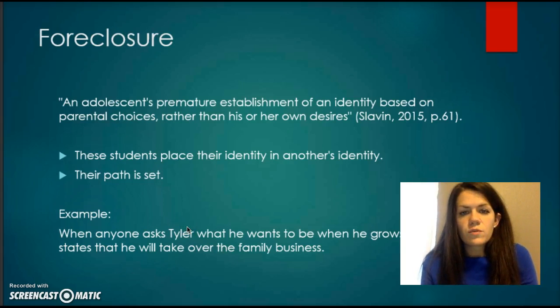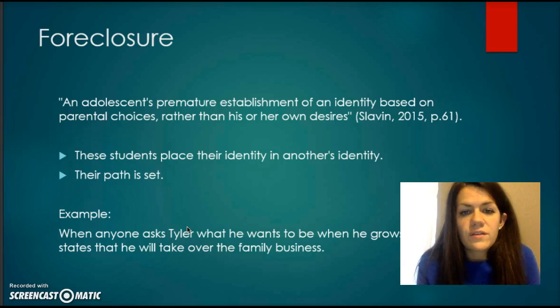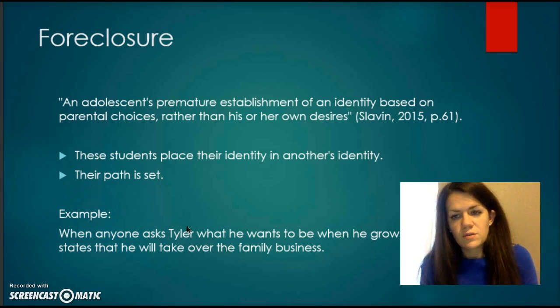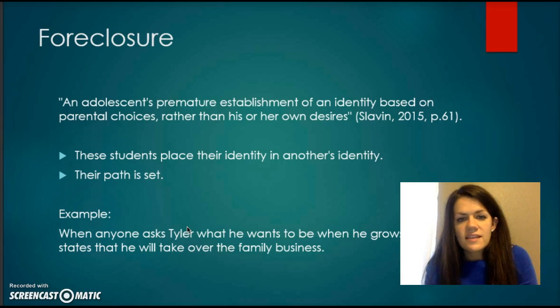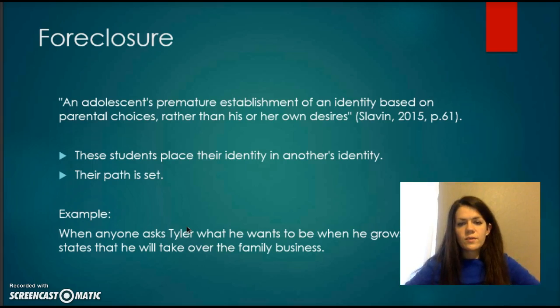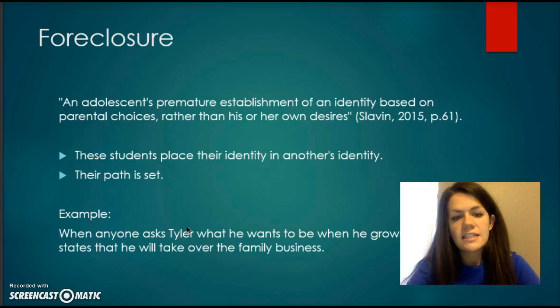The first status is foreclosure. Foreclosure is an adolescent's premature establishment of an identity based on parental choices rather than his or her own desires, according to our text. These students have an identity, but they didn't seek it. Their path is set pretty much on their parents' identity. An example is, when anyone asks Tyler what he wants to be when he grows up, he states that he will take over the family business.